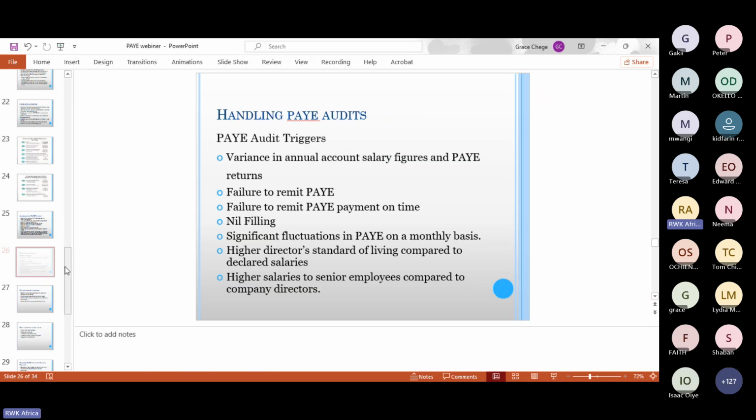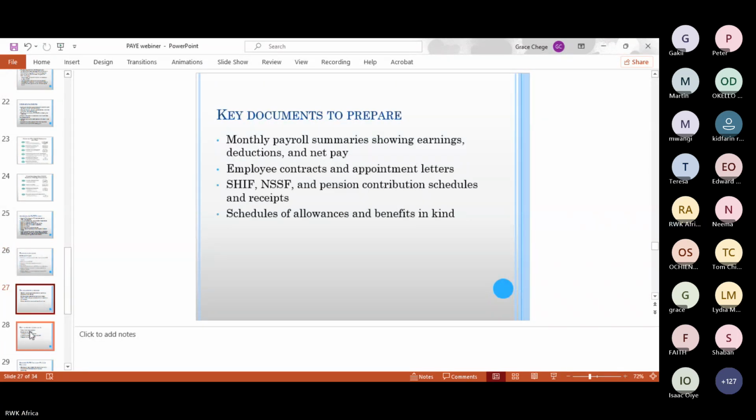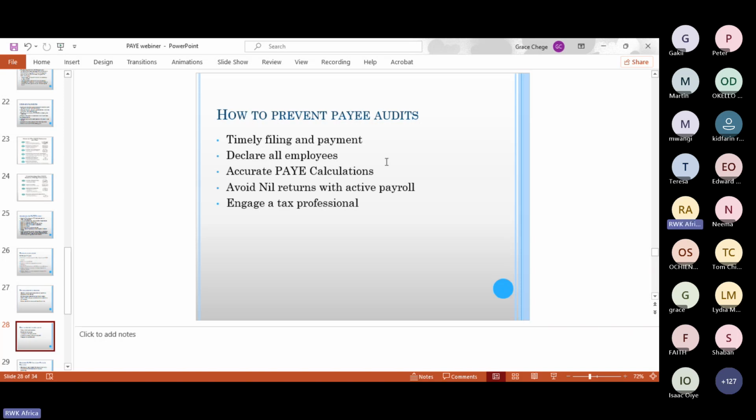So how do you prevent, how do you ensure that your business does not attract KRA with regards to pay? First, you're supposed to ensure that you timely file and pay your taxes. Ensure that all your employees are accounted for in your pay returns. Ensure that your pay computations are accurate. Always stay updated on the changes on the pay template. Ensure you use the correct pay template and pay computations just to avoid such errors.